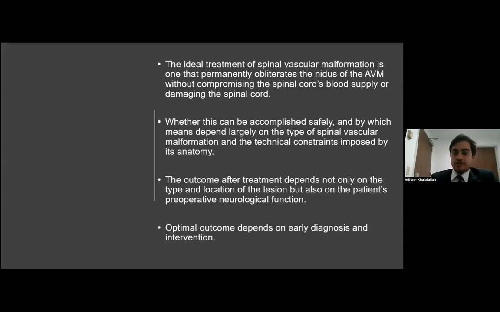So in my readings, the things that I would like to highlight or summarize is that the ideal treatment of a spinal vascular malformation is the one that permanently obliterates either the nidus of the AVM or the fistula without compromising the spinal cord blood supply or damaging the spinal cord. And whether this can be accomplished safely and by which means depends largely on the type of the spinal vascular malformation. So whether it's going to be surgery or embolization, this very much varies based on the actual case itself. And then the outcome after the treatment depends not only on the type and location of the lesion, but also on the patient's preoperative neurological function.